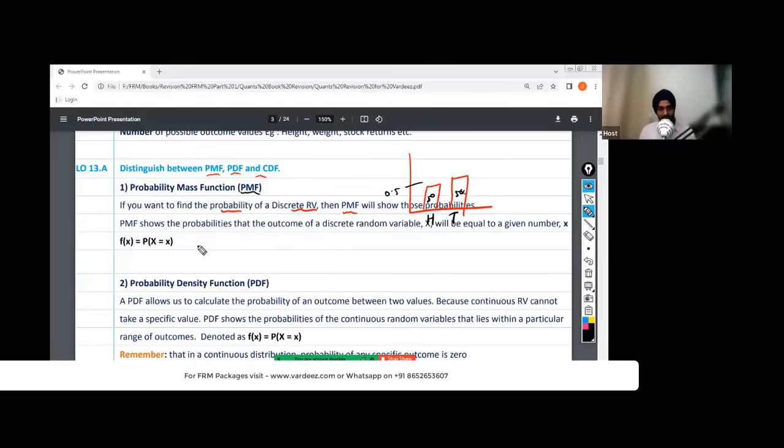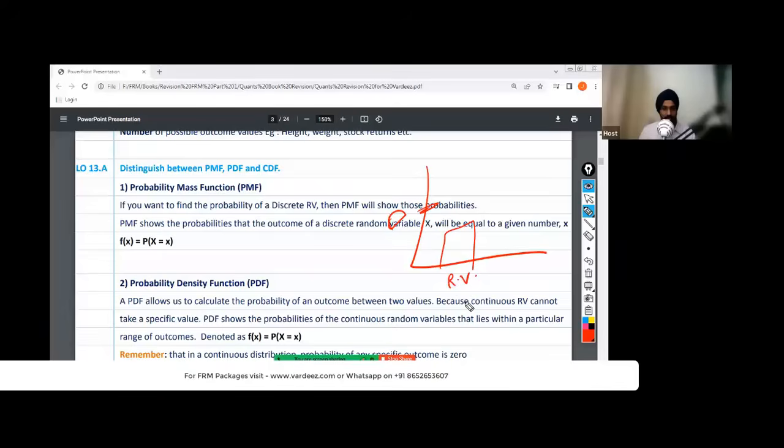I can also write it in statistical notation: the probability that X will be heads is equal to 50%. The capital letter X is the random variable, and the small x is the outcome that it can take. Fair enough. So probability mass function, PMF, is just for discrete random variables. We use it to identify the probabilities. It's a way of showing the probabilities for a random variable.